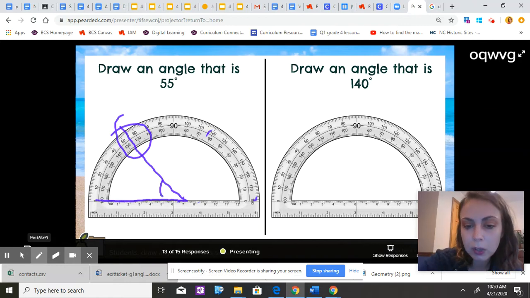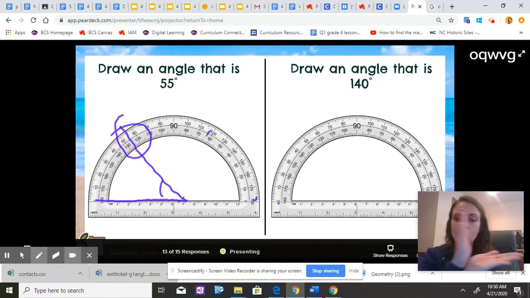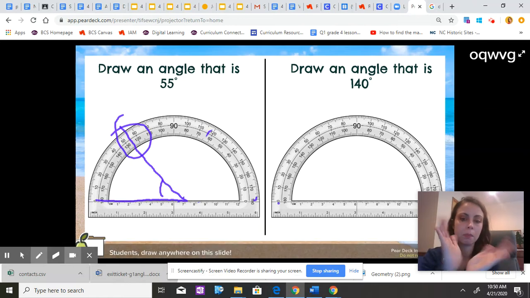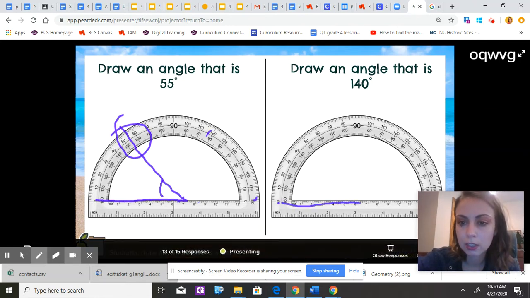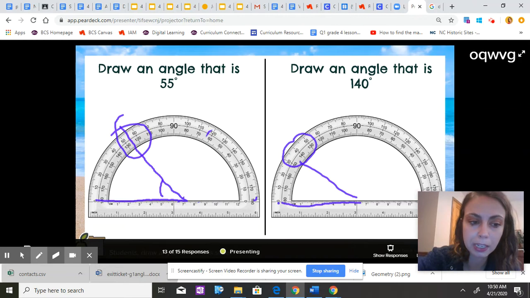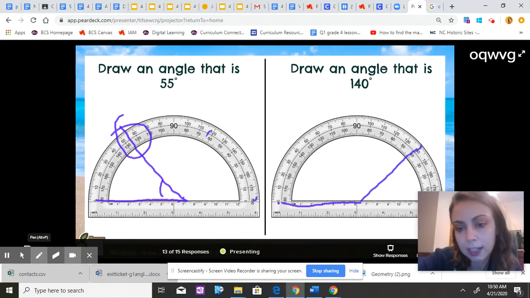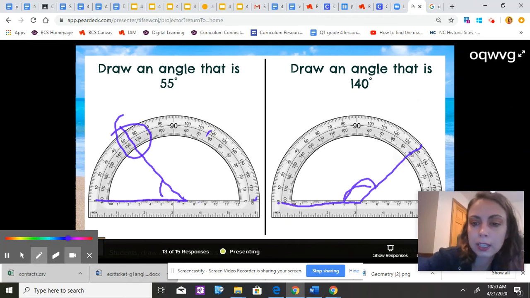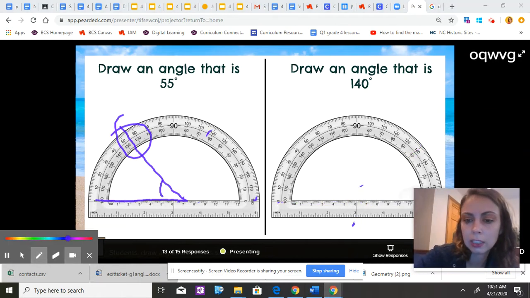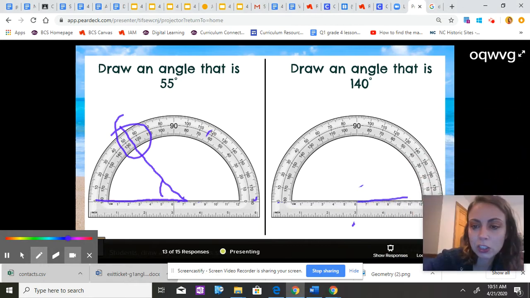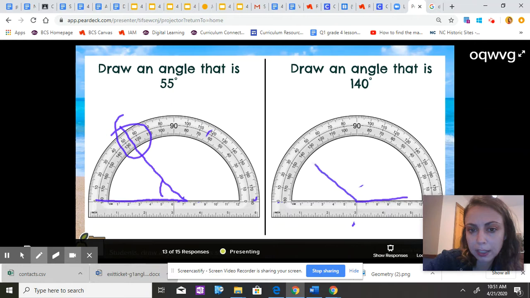So over here, I'm going to do 140, and I know that 140 is more than 90, so it's got to be opened up a little bit. I'm not going to go to this one, because that would be acute, and I know that 140 is more than 90. That would have been a 40-degree angle. So I've got to go to 140, which is right there. And then that is my angle. And again, you could also do that one the other way. It doesn't have to be just the one way. It can go that way as well.